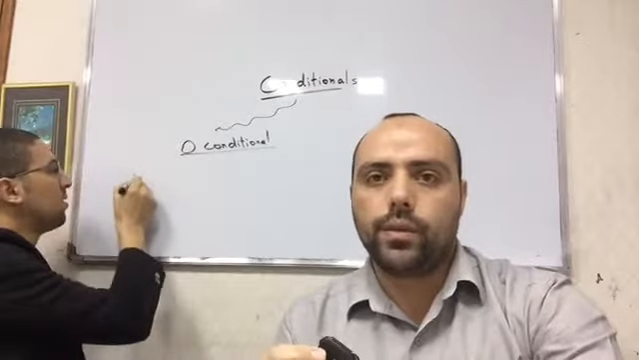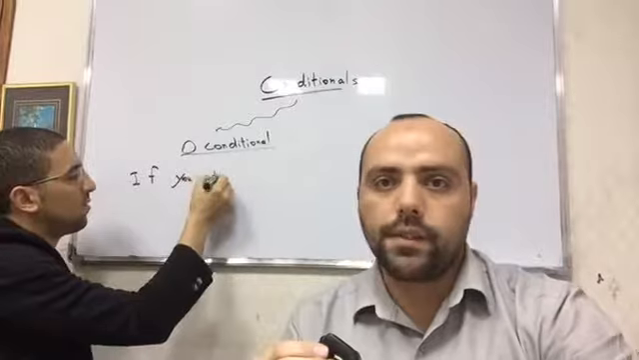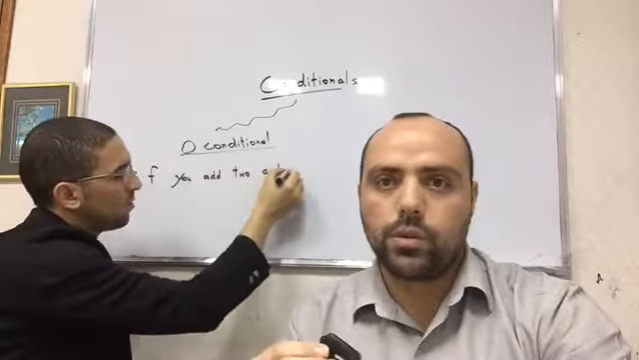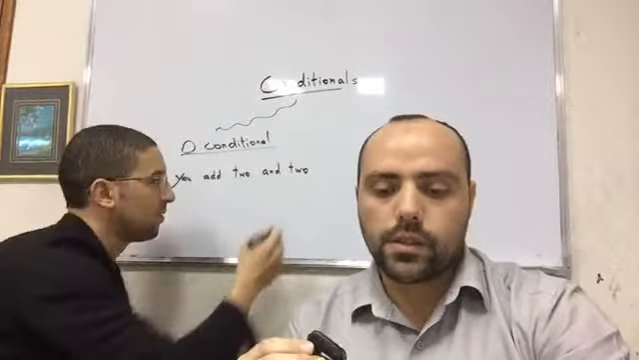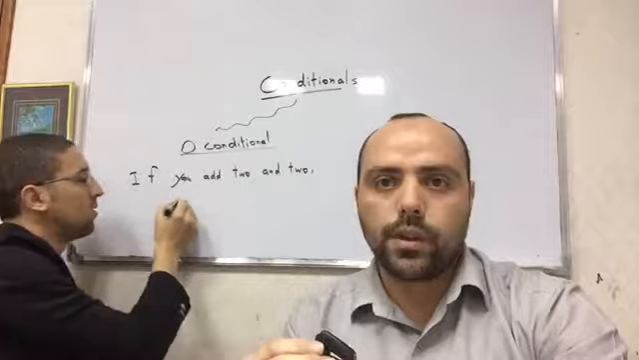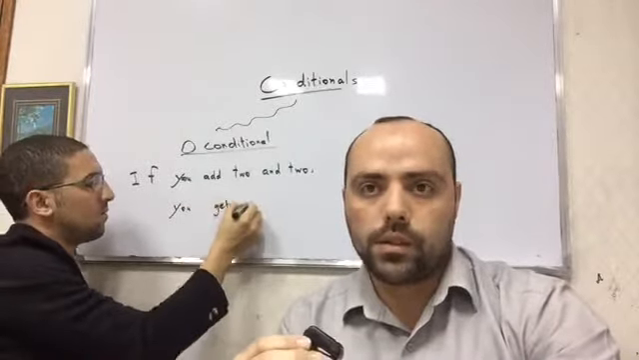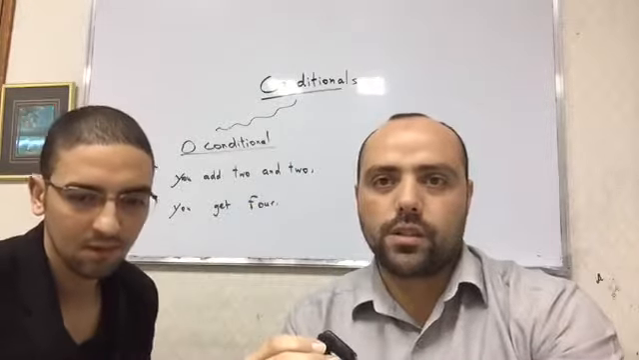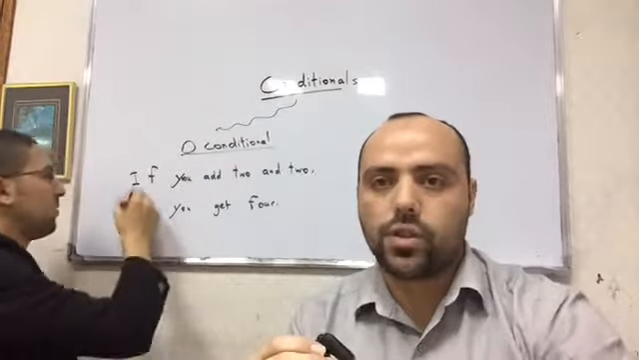For example, if I'm going to talk about the first type of the if conditionals, which is the zero conditional, you can say that if you add 2 and 2, you get 4. So that is a fact. It does not change. It cannot change. This is something that does not change at all.